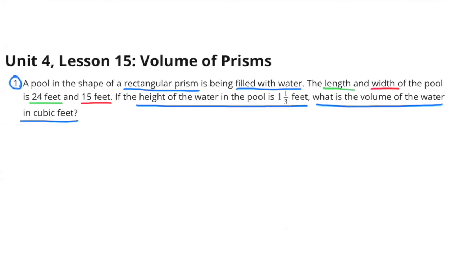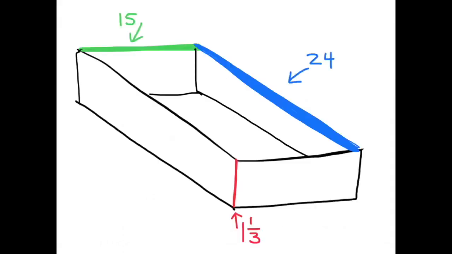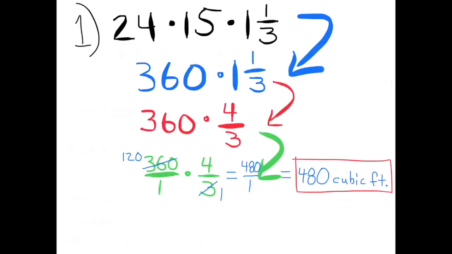Number 1. A pool in the shape of a rectangular prism is being filled with water. The length and width of the pool is 24 feet and 15 feet. If the height of the water in the pool is 1 1/3 feet, what is the volume of the water in cubic feet? This drawing represents the rectangular prism that's being filled. 24 feet long, 15 feet wide, and 1 1/3 feet deep.